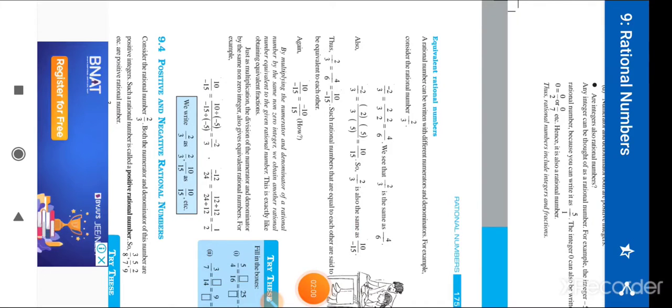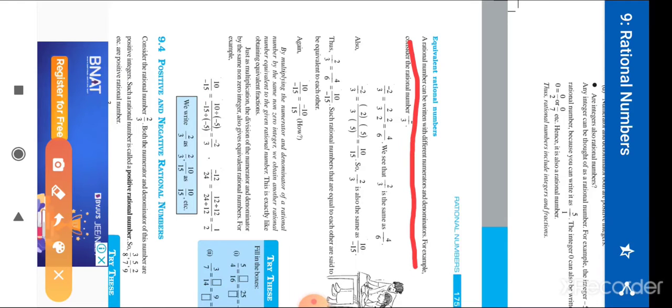Our next topic is equivalent rational numbers. So a rational number can be written with different numerator and denominator. For this we have to multiply the numerator and denominator of a rational number by the same non-zero integer. We obtain another rational number equivalent to the given rational number. This is exactly like obtaining an equivalent fraction.